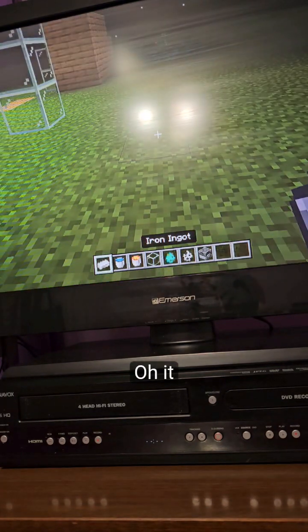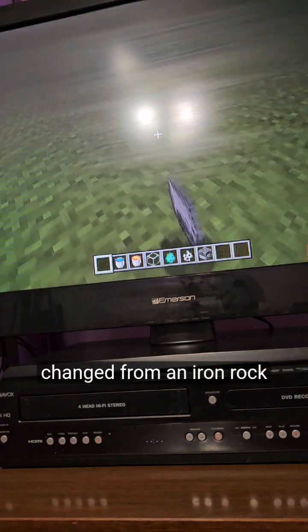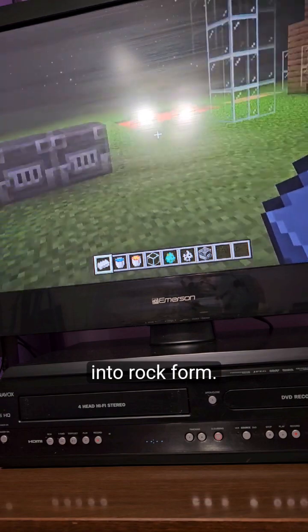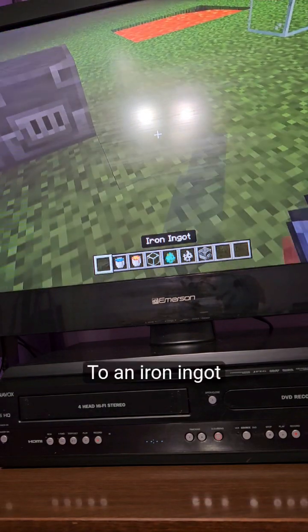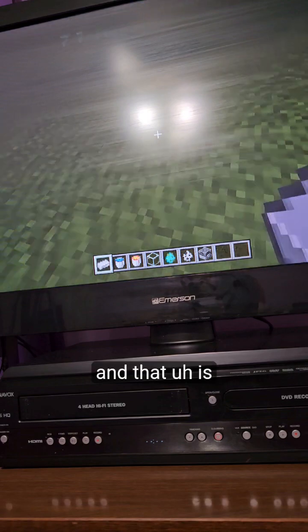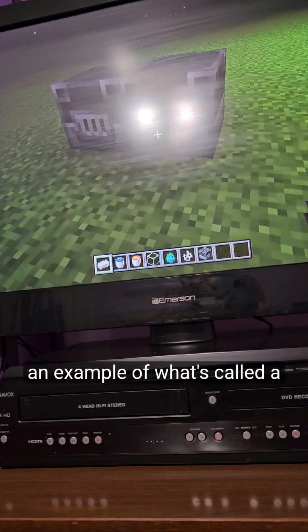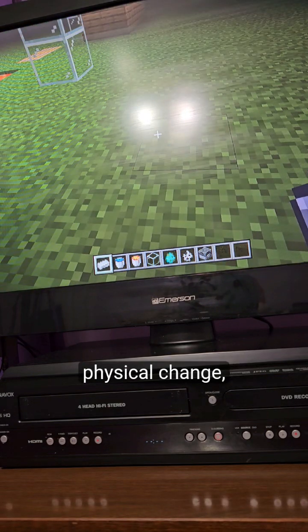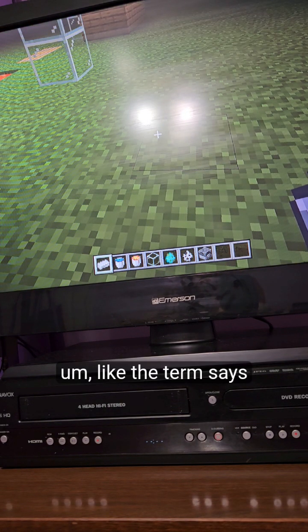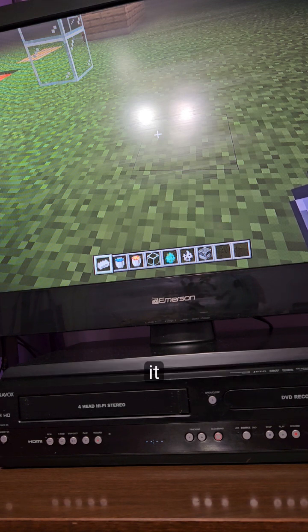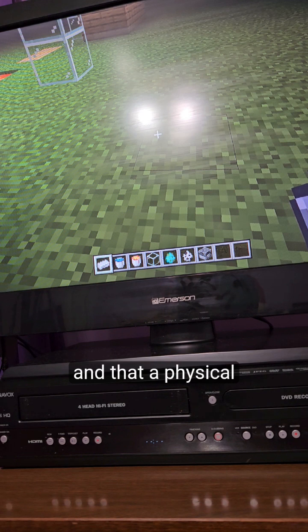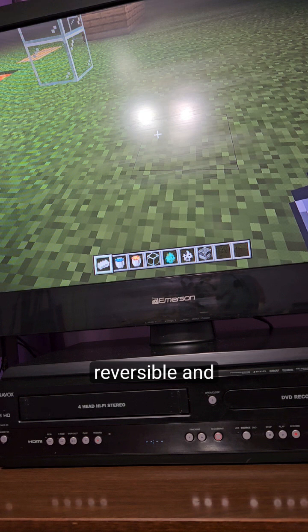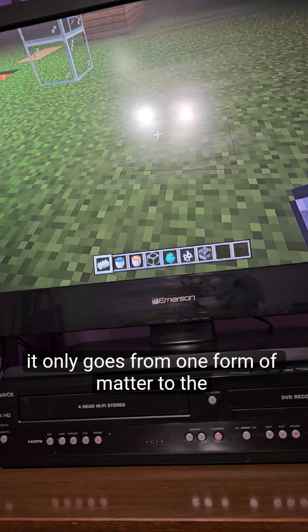Oh, it changed from raw iron to an iron ingot. And that is an example of what's called a physical change. So a physical change, like the term says, is physical. We can see it. And a physical change is usually reversible, and it only goes from one form of matter to the other.